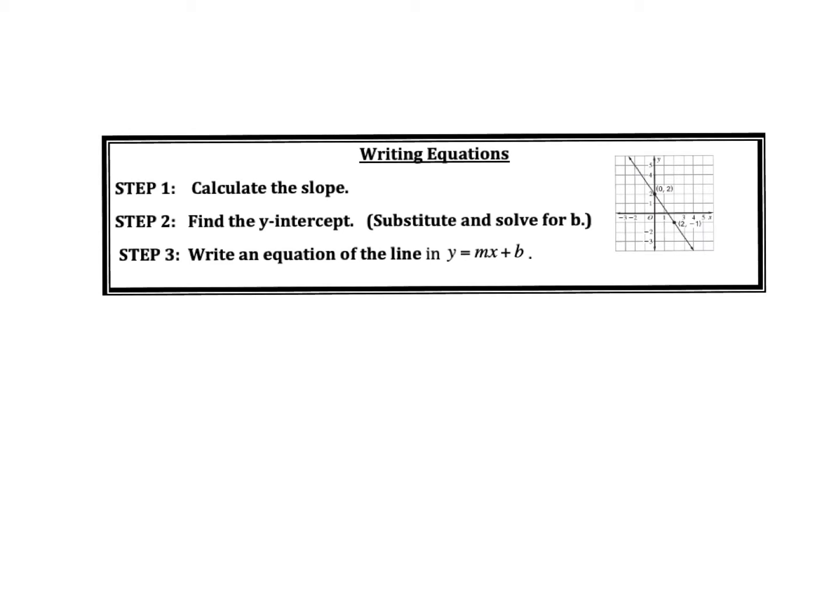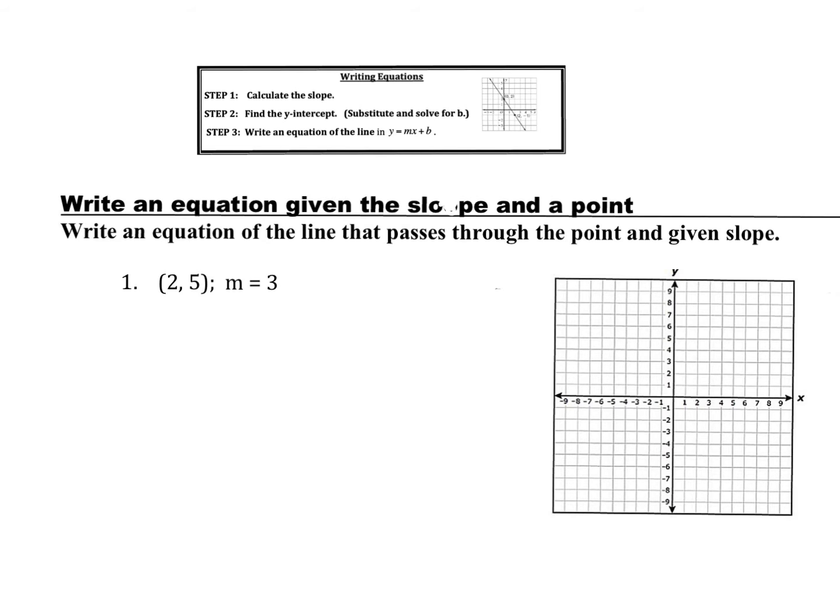Remember, step 1, you're going to find the slope. Step 2, you're going to find the y-intercept. And in today's lesson, we're going to be substituting and solving for the b, the y-intercept. And then number 3, we're going to just put it back into the form y is equal to mx plus b. All right, so write an equation given the slope and a point.